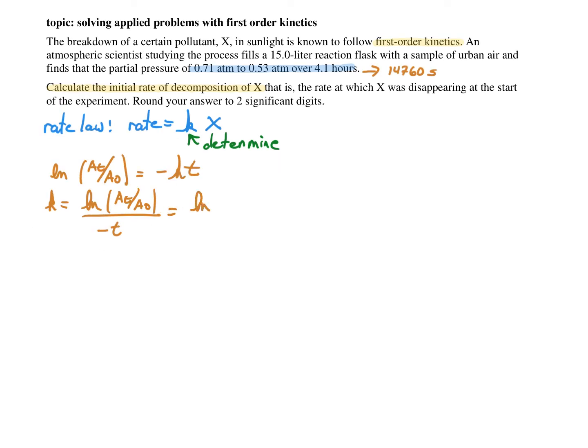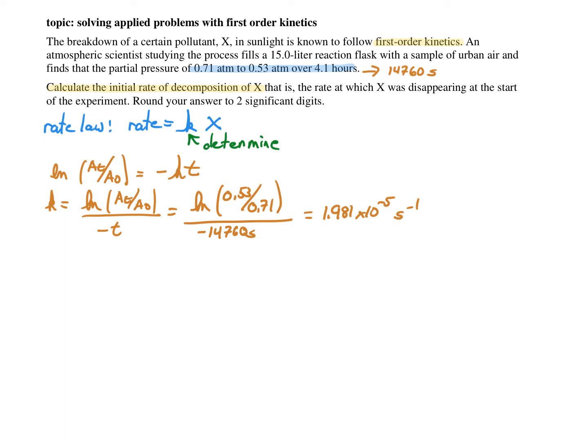Here in the numerator, we take the natural log of A of t, which is 0.53 atmospheres, over the initial 0.71, and for minus t, I'm going to use minus 14,760 seconds, as I've done the conversion from hours to seconds. This gives us a rate constant of 1.981 times 10 to the minus fifth, and units are reciprocal seconds. Okay, I'm going to carry some extra sig figs throughout this problem.